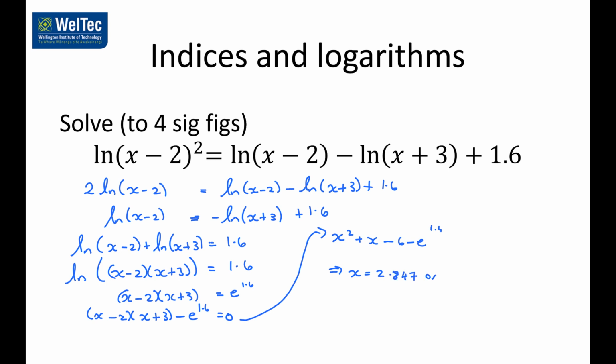or negative 3.236. Now just stop there for a moment and look at your answer. If x is equal to negative 3.236, then by the time we put it into this bracket here, we have a problem because you can't take the log of a negative number. So we have to say, well, we've got to discard that answer, and the only answer we've got is x equals 2.847.